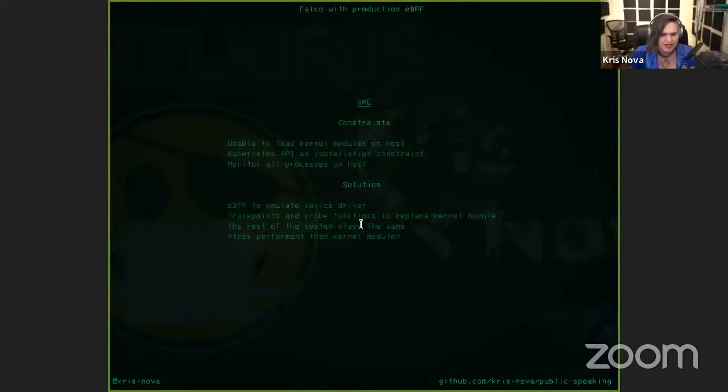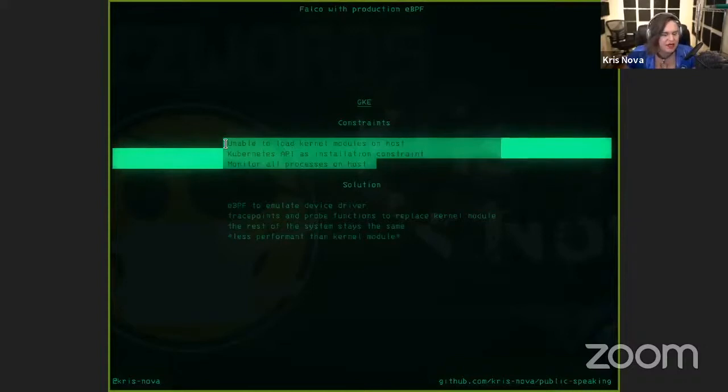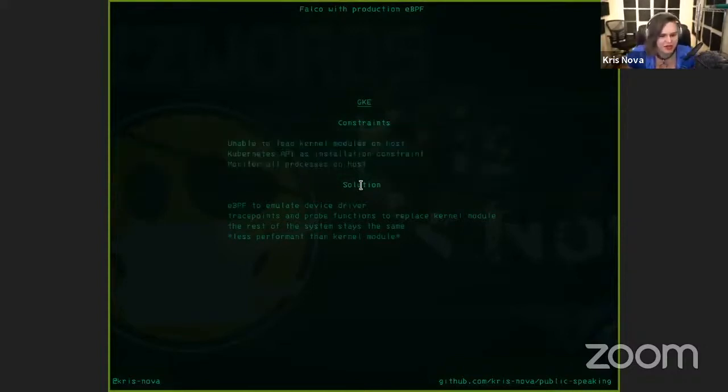Furthermore, the Kubernetes API is an installation constraint, meaning if we want to install something on the host, we need to be able to do it dynamically at runtime. And finally, we want to be able to monitor all processes on the host. So something like ptrace wasn't going to be a viable solution right away because we needed to basically scan all available PIDs starting at the true PID one on a host system. So looking at these three constraints, it's pretty obvious that BPF is the natural choice here. It satisfies these and it gives us what we need to do what we want to do.